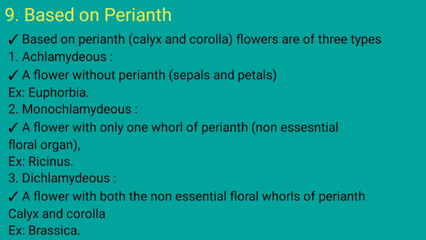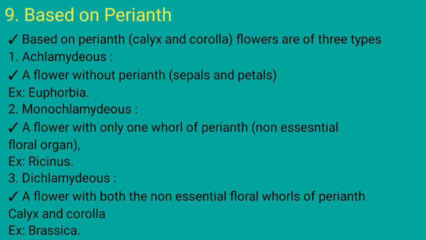Based on perianth, which means calyx and corolla, flowers are three types. Number 1, achlamydous flowers. Number 2, monochlamydous flowers. Number 3, dichlamydous flowers. Number 1, achlamydous flowers: a flower without perianth, without sepals and without petals, is called achlamydous flower. Example: Euphorbia.